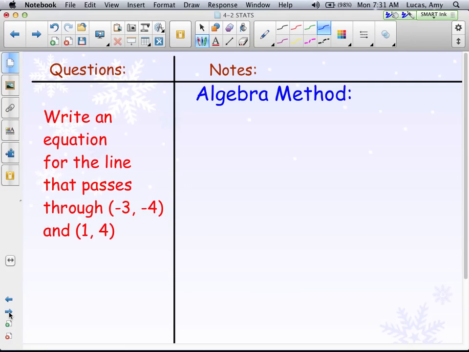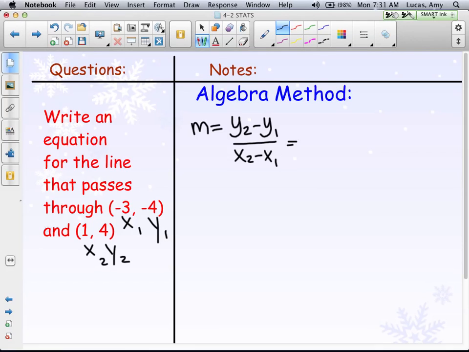So, algebra method, we need to find our slope first. So, slope formula. Label your coordinates. X, Y, first ordered pair. X, Y, second ordered pair. And plug them in. 4 minus -4. And then 1 minus -3. Both of these turn into chunky pluses, subtracting a negative. So 8 divided by 4 is 2. So my slope is 2.